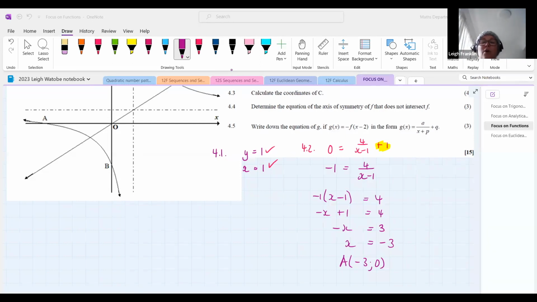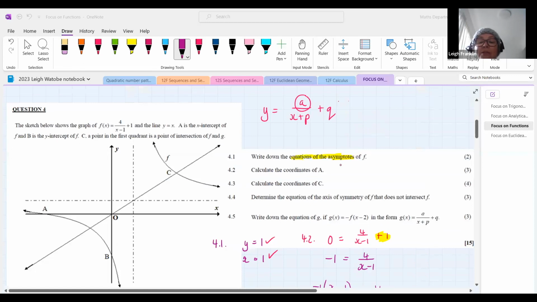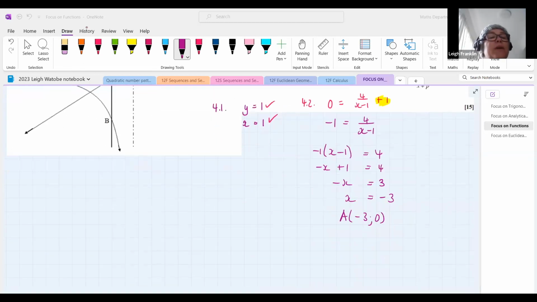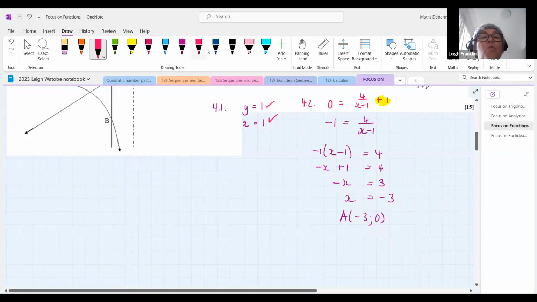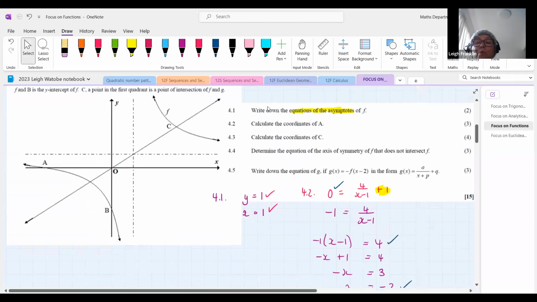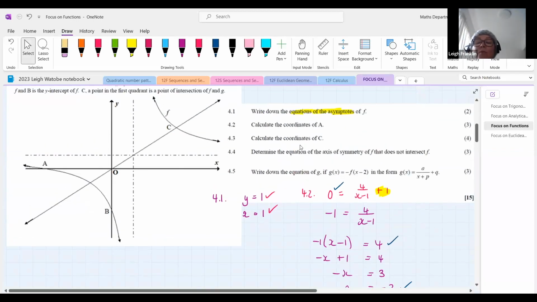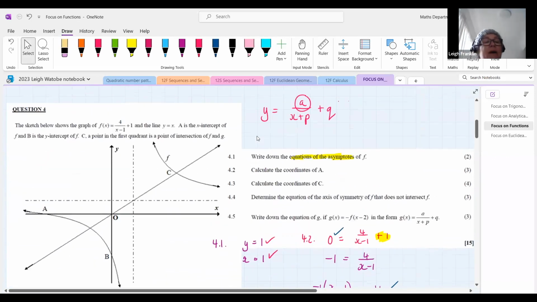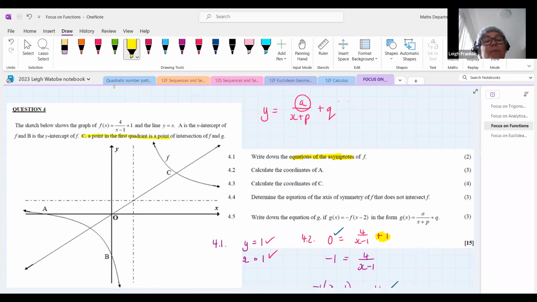Okay, nice. How many marks was that? 3 marks. So again, these are 3 marks we want: making it equal to 0, simplifying and then getting our answer. 4.3, now we want the coordinates of C. So C up here, it told us it is a point of intersection.